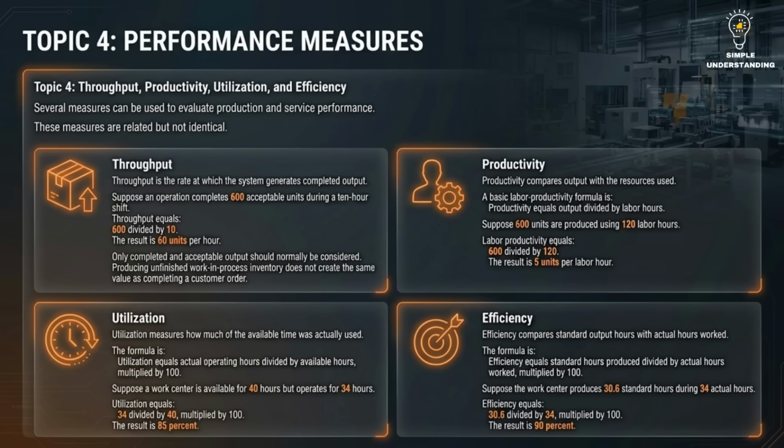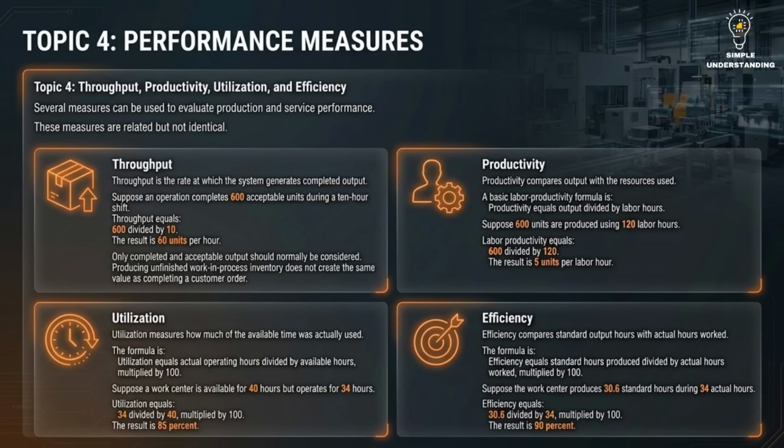Topic 4. Throughput, productivity, utilization, and efficiency. Several measures can be used to evaluate production and service performance. These measures are related but not identical. Throughput. Throughput is the rate at which the system generates completed output. Suppose an operation completes 600 acceptable units during a 10-hour shift. Throughput equals 600 divided by 10. The result is 60 units per hour. Only completed and acceptable output should normally be considered. Producing unfinished work in process inventory does not create the same value as completing a customer order.